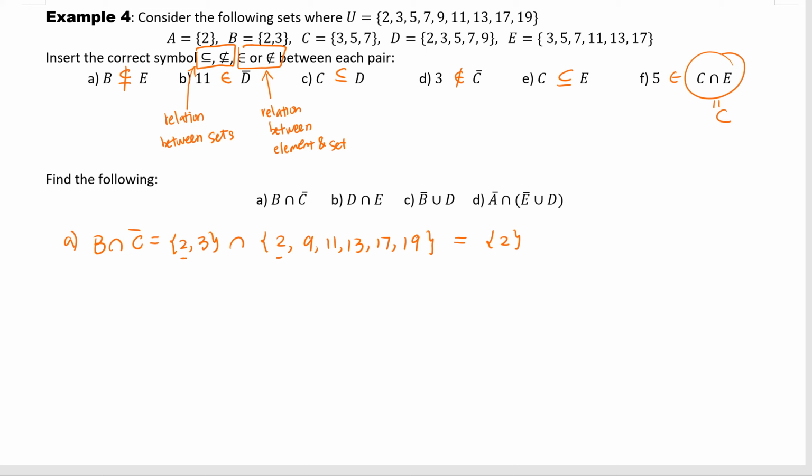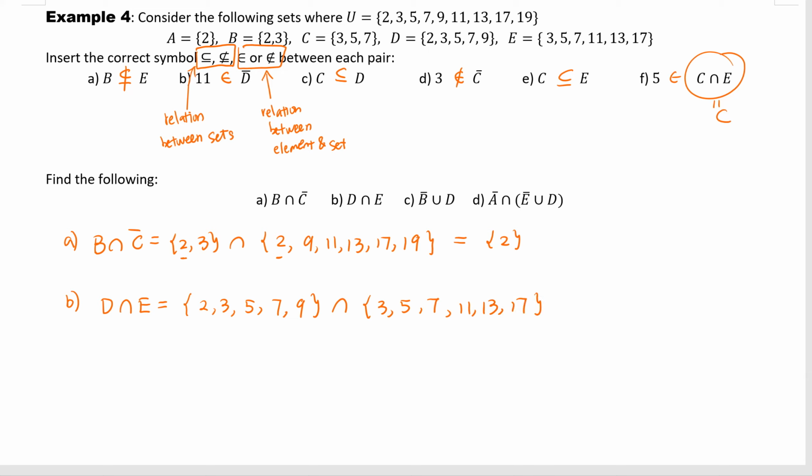This is part A. Part B, D intersect E. All right. What is D? D is 2, 3, 5, 7, 9. Intersect E. So E is 3, 5, 7, 11, 13, 17.